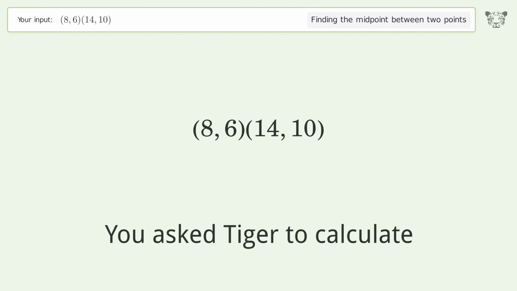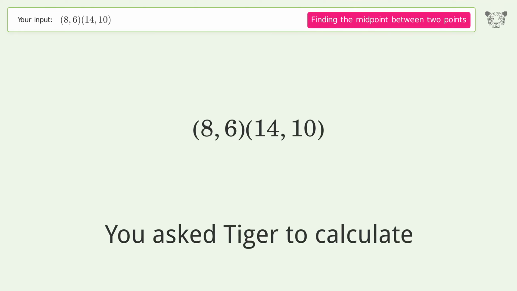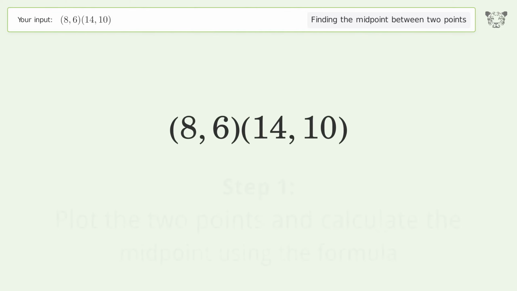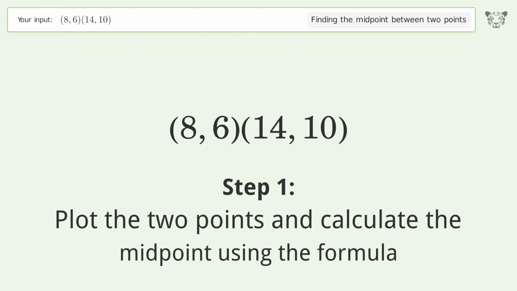You ask Tiger to calculate. This deals with finding the midpoint between 2 points. The midpoint between the 2 points is 11,8. Let's solve it step by step. Plot the 2 points and calculate the midpoint using the formula.